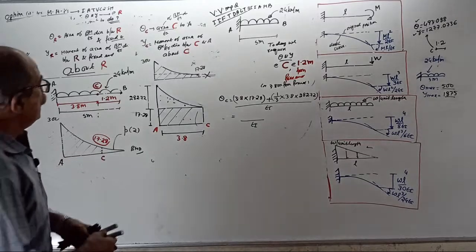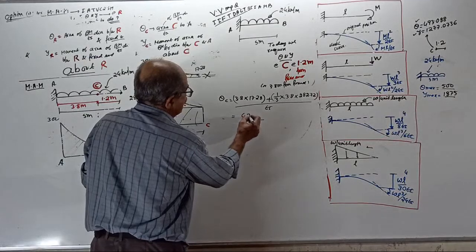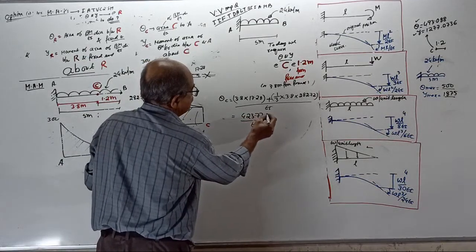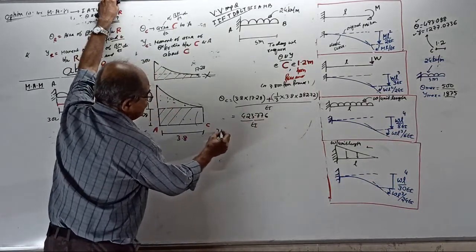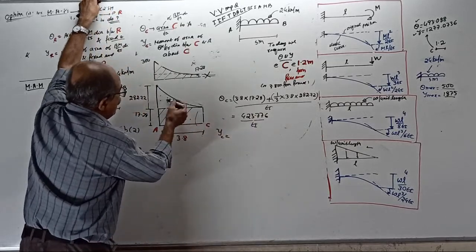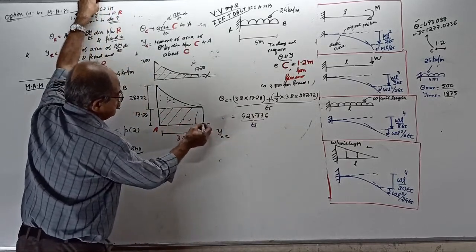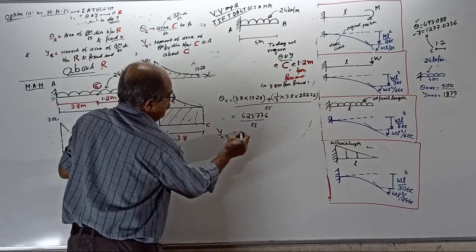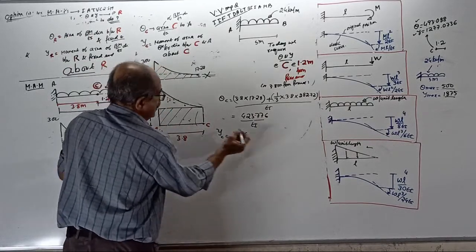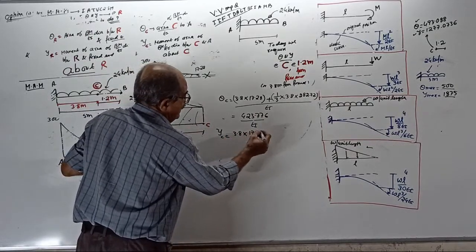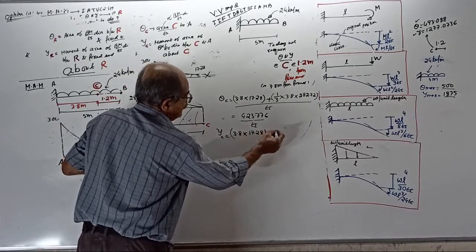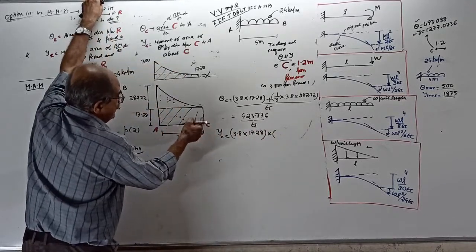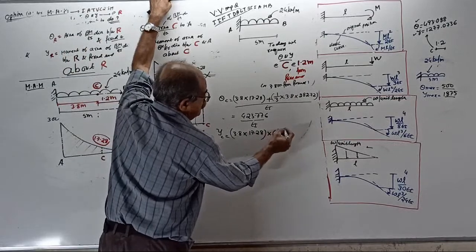423.776. And deflection at C equal to moment of this area about this point. How much? 3.8 into 17.28 is the area. For that area, distance is 3.8 by 2.